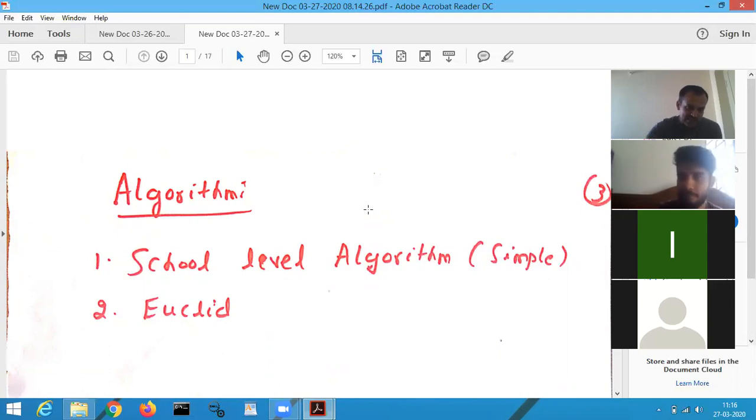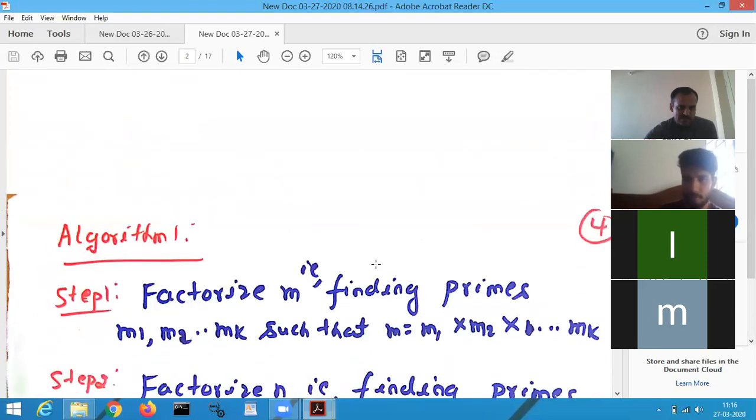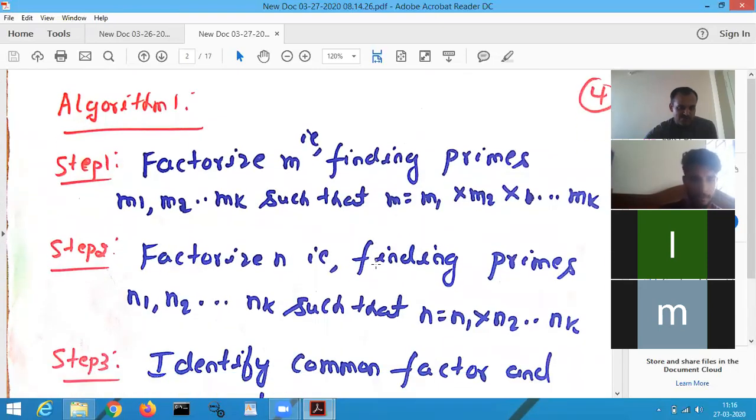First, let us see the most elementary algorithm, that is the school level algorithm. See, these are some of the steps of the school level algorithm. The first step says, take the number m. Assume that you have two numbers m and n. I need to factorize m. That is, find out the prime factors, that is m1, m2 and so on up to mk, such that m is equal to m1 times m2 times m3 and so on up to mk.